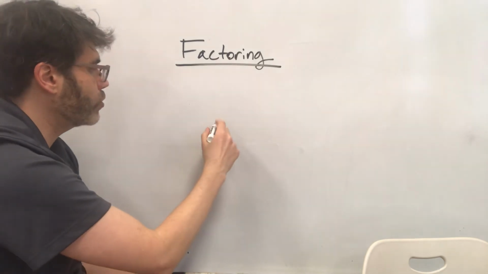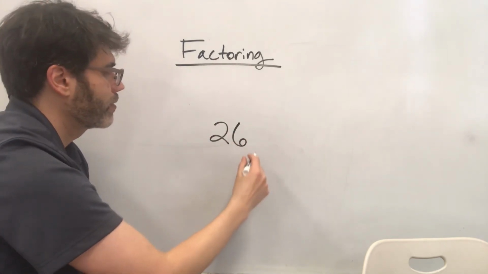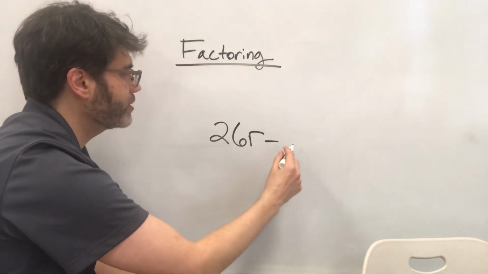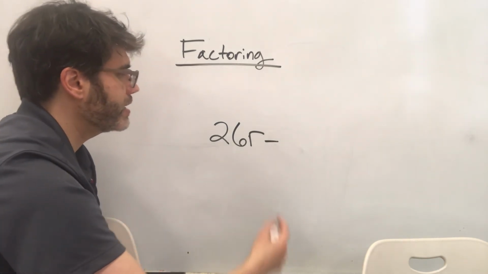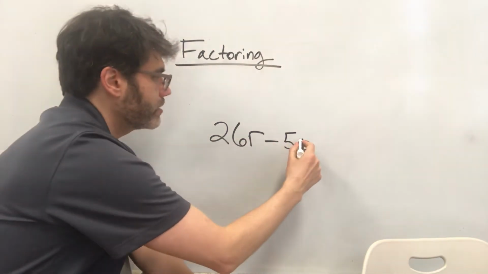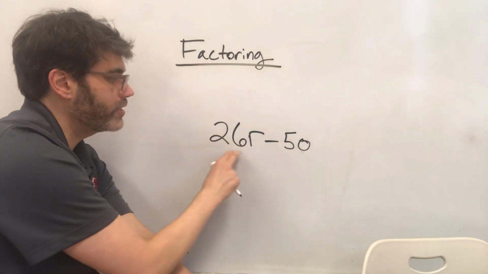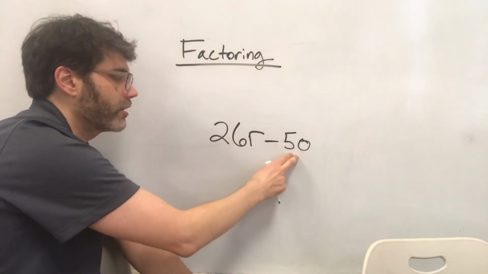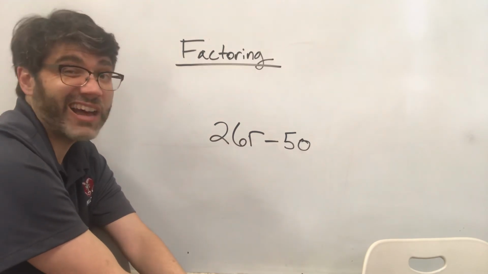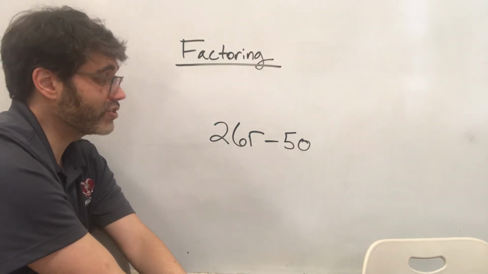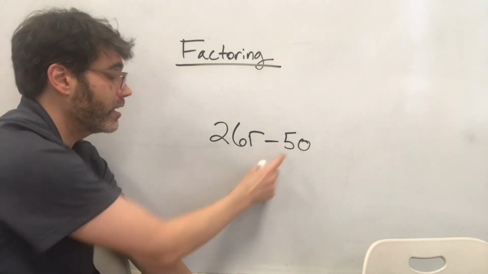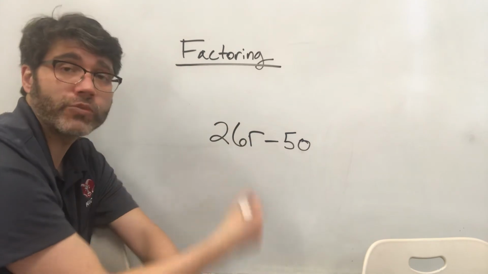How about 26r minus, say, 50. Okay, so what are the greatest common factors of 26r and 50? I think the greatest common factor is not very high. I can only think of a 2 as going into both of these an even number of times. So the most we can extract is a 2.